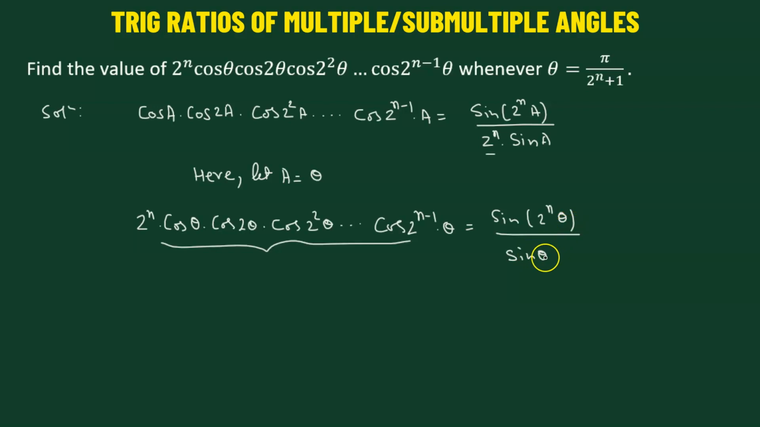Now it's given in the problem that theta corresponds to pi over 2 raised to the power of n plus 1. So let's substitute this value here. In the numerator we have sine of 2 raised to the power of n times pi divided by 2 raised to the power of n plus 1, divided by sine theta. So here theta will be pi over 2 raised to the power of n plus 1.